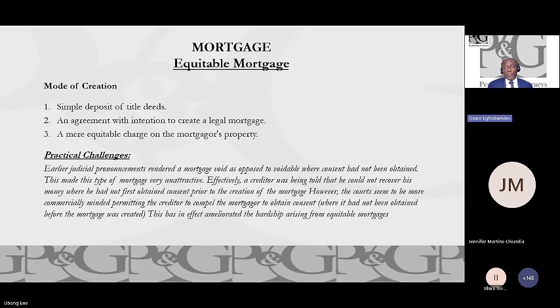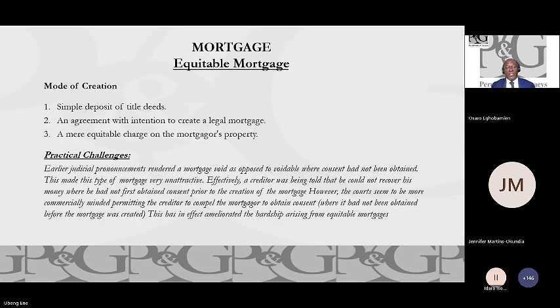The mode of creating equitable mortgage. Because of what I said about legal mortgage, when the bank takes an equitable mortgage, it takes a real risk because first, it doesn't get any capital relief. And secondly, in order to enforce an equitable mortgage, you must go to court. We stated there the methods by which you create an equitable mortgage. I think everybody on this platform knows that. Simply, you deposit the deeds. There's an agreement to accompany the mortgage with an intention to create a legal mortgage.